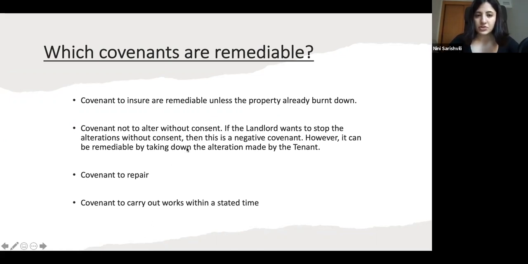A covenant to insure is remediable unless the property has already burnt down. Covenant not to alter without consent: if the landlord wants to stop the alterations without consent, then this is a negative covenant. Covenant to repair: the landlord can simply ask to repair. And covenant to carry out works within a stated time. These are covenants that can be remedied.